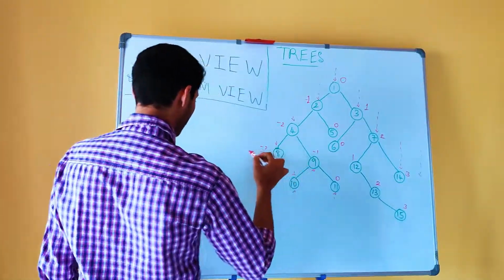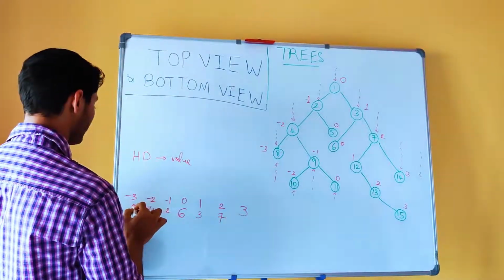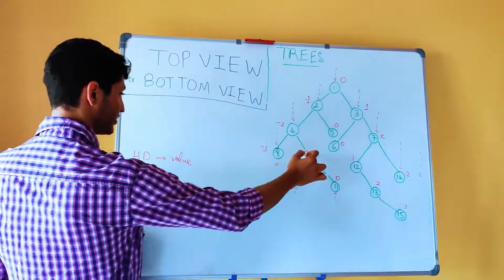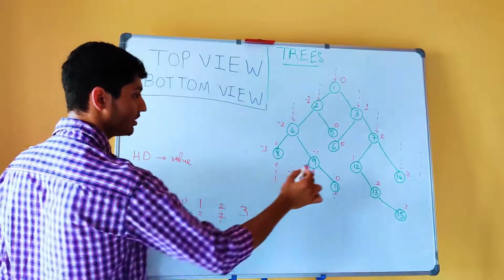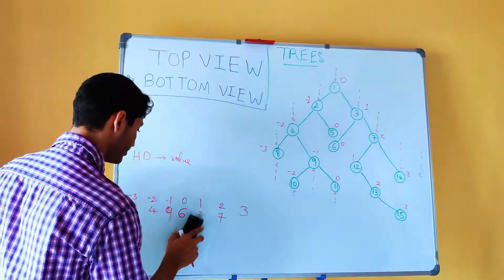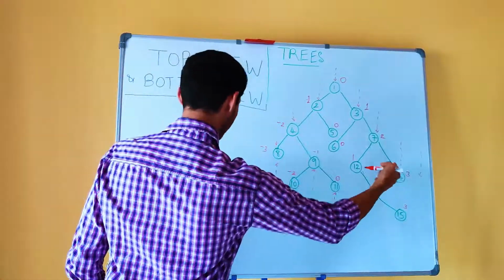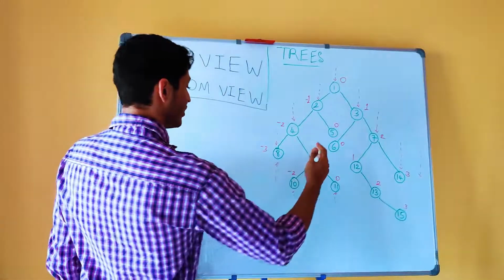Similarly, we move to the next level. In this level, for -3, the horizontal mapping value is empty, so we fill it with 8. For -1, it was 9. It was non-empty, but still we updated. Similarly, for 1, we updated with 12. For 3, the mapping is empty. We write 14.